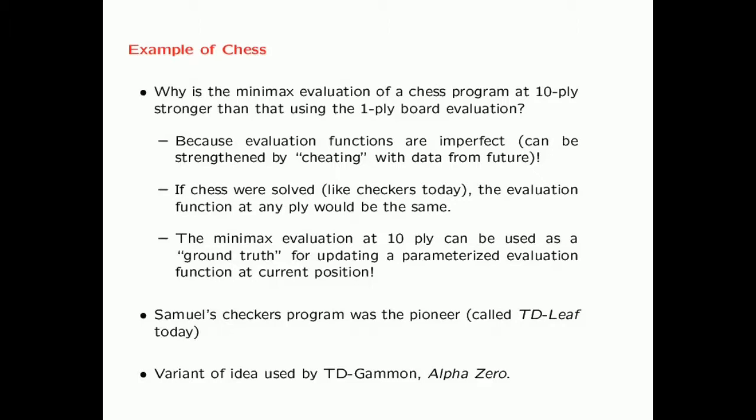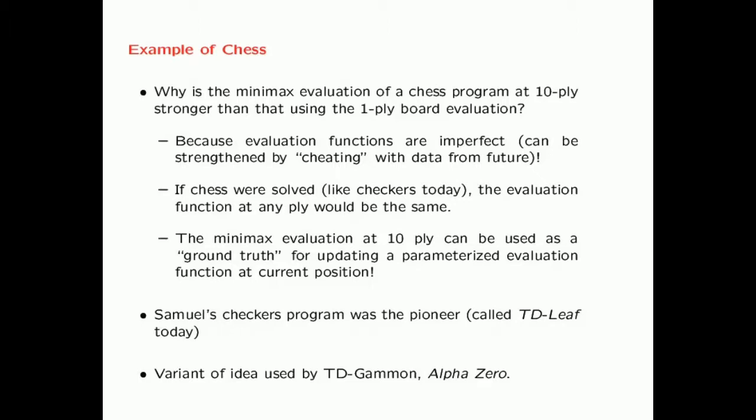So one question that arises is why is the minimax evaluation of a chess program, which is a tree of possible moves, at 10 ply stronger than that using the 1 ply board evaluation? The reason is that the way these programs work is that they have an evaluation function at each board position.